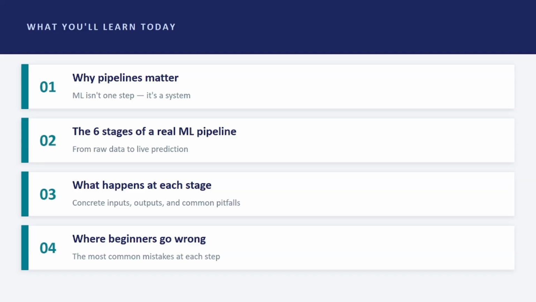First of all, we will move to the agenda for today. Four things today: why the pipeline matters, the six stages of a real ML pipeline, what happens at each stage, inputs, outputs, and pitfalls, and the biggest mistakes beginners make at each step.